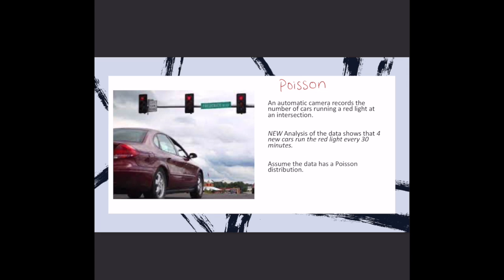In the next problem, we're going to compare the binomial distribution with Poisson using another bit of information about this automatic camera. So it says the automatic camera records the number of cars running a red light at an intersection, which we know, but new analysis of the data shows that 4 new cars run the red light every 30 minutes. So now the way that we're presenting our data has changed. So this makes it a Poisson distribution.